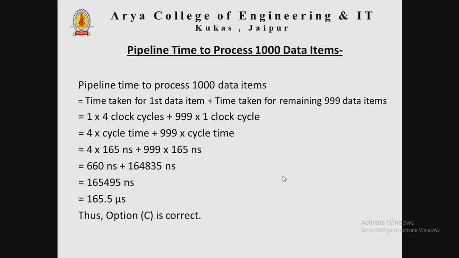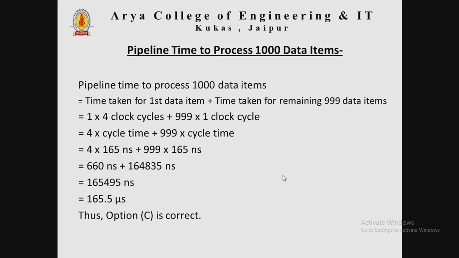Putting the values of cycle time that we have calculated, it is 660 ns plus 164835 ns, and the total comes as 165495 nanoseconds. Converting that to microseconds, the value is 165.5, so option C is correct.